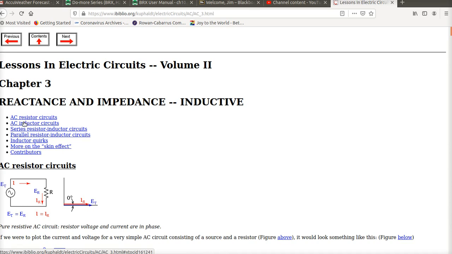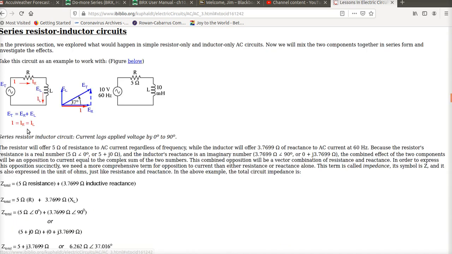AC inductor circuits, AC resistor circuits. Okay, so here we go. Now, series inductor and resistor circuits. So if I have an AC source and I have a resistance and I have an inductance, then my resistance will behave in one direction, one vector direction. My inductance will behave in another vector direction.